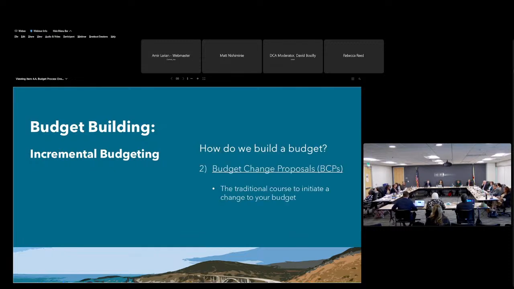The second method of incremental budgeting is the budget change proposal, or BCP. A BCP requests additional resources, and resources can be money or they can be positions. These proposals are very data-driven. To give a quick example, if the board has 4 staff who collectively can process 40 applications a year, and they are receiving 50 a year, they could submit a BCP to the Department of Finance for 1 more staff member, initiating a change to their budget.